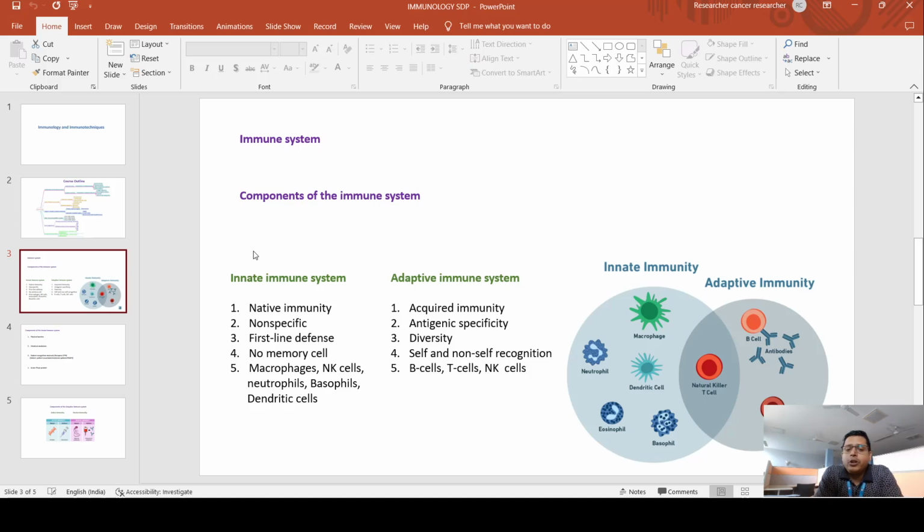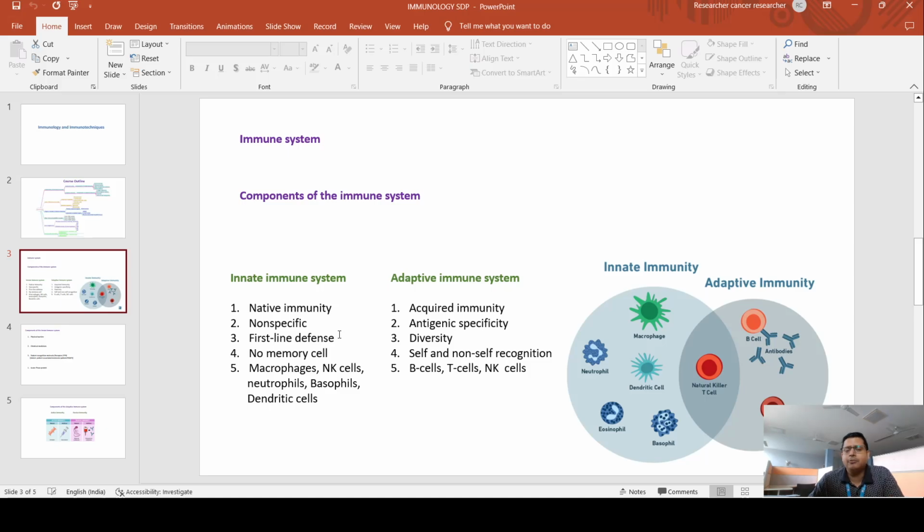Then we see what the components of the immune system are. The entire immune system is divided into two parts. One is innate immunity and the second is adaptive immunity. Innate immunity is known as native immunity. That means this immune system is derived from the mother, from birth, right? It is non-specific. When we say non-specific, it means the immune system does not distinguish which particular bacteria or virus it is. It can act against any type of foreign pathogen, bacteria or virus. So it is non-specific.